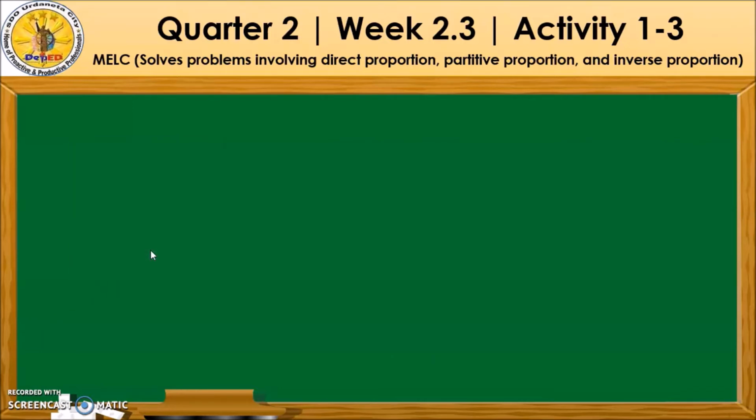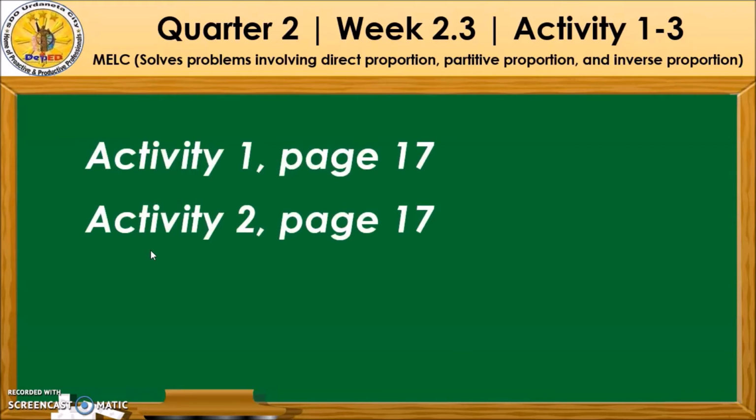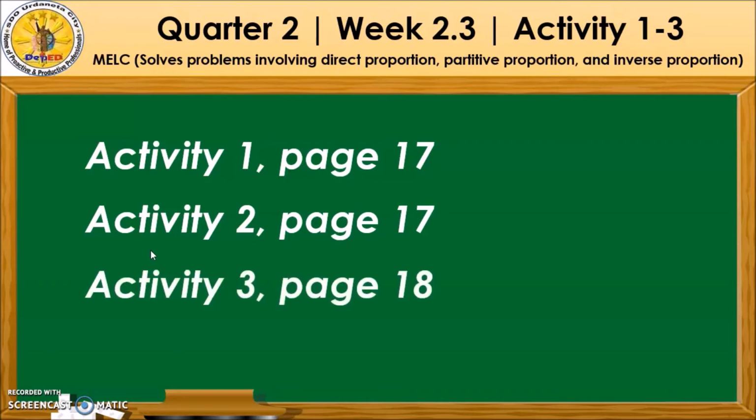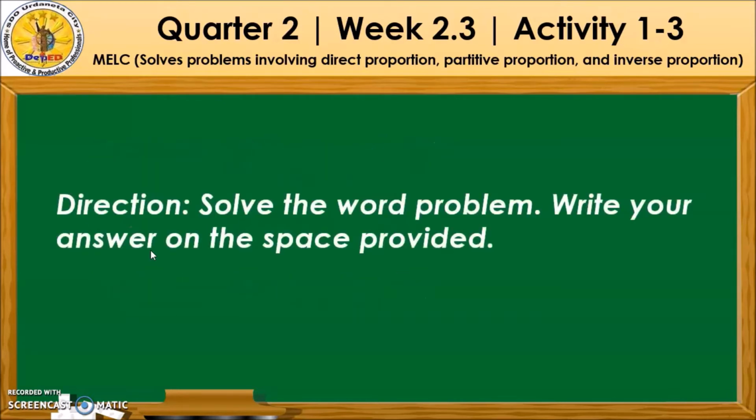To begin with, you can find activity 1 and 2 on page 17 of your activity sheets, while for activity 3, you can answer it on page 18. For activities 1 to 3, the direction is solve the word problem, write your answer on the space provided. Note, you can also write your answers on a paper or on your notebook. Now, here are some sample problems that will serve as your guide in answering activities 1 to 3.